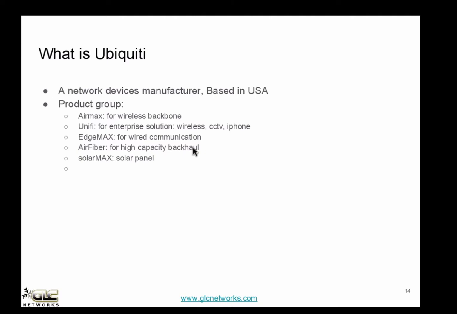If you want to pump data over the air, for example, up to 700 megabit per second. Okay, I repeat, 700 megabit per second. You can use this one, air fiber. For long haul, for example, 30 kilometers, using wireless, you can use air fiber as well. And then they also have SolarMax. It's for a solar panel.